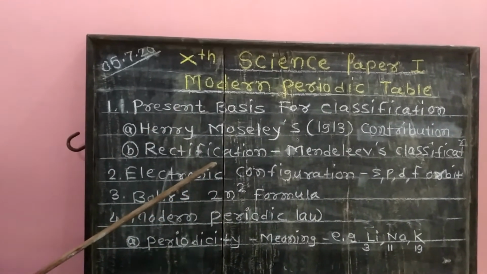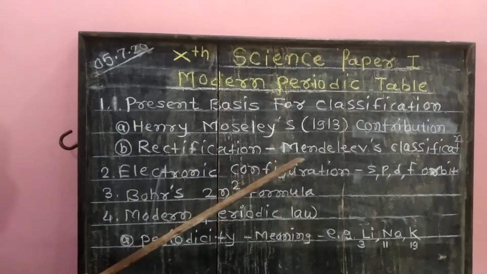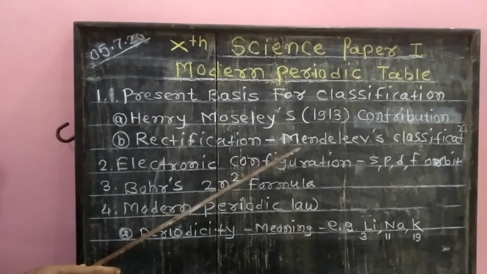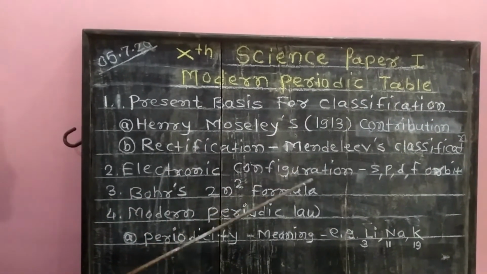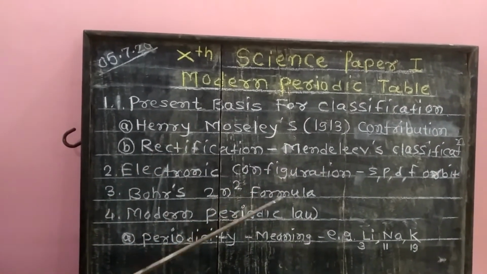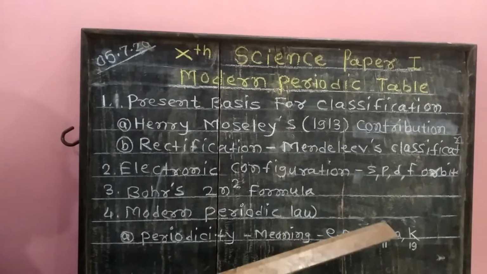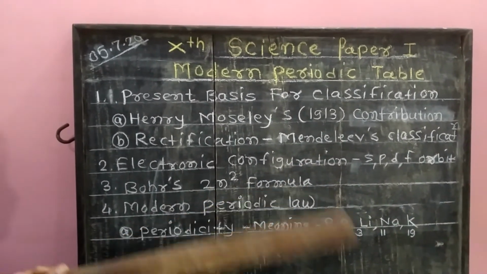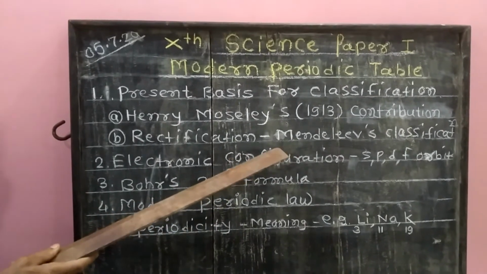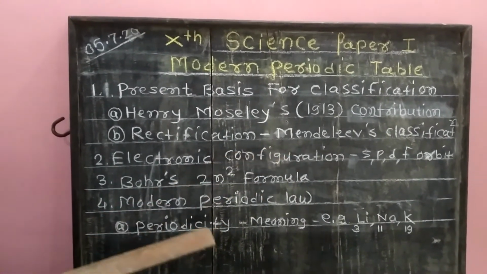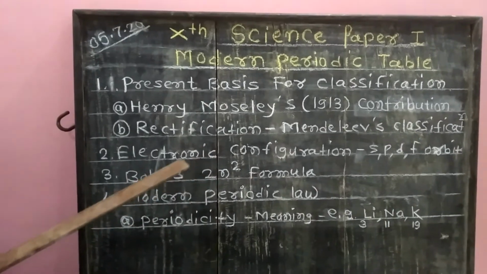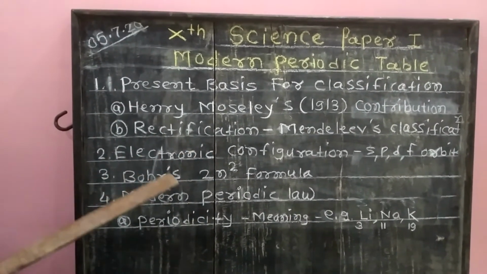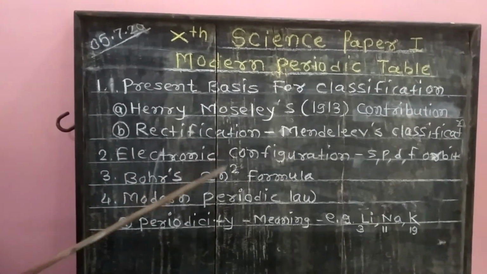The third thing is that cobalt, having a lower atomic number, comes first, and nickel, having a higher atomic number, comes later. This type of defect is found in the Mendeleev periodic table, and that is why the modern periodic table is a rectified periodic table.